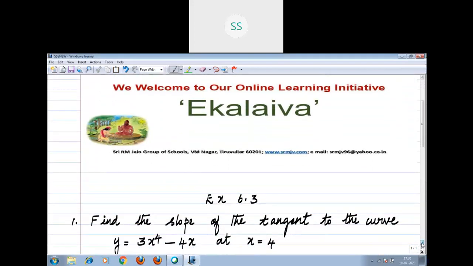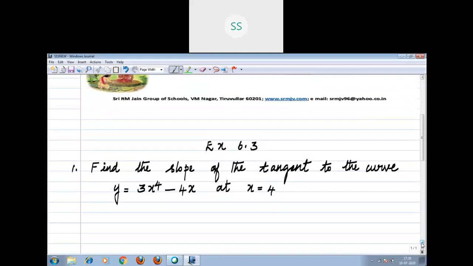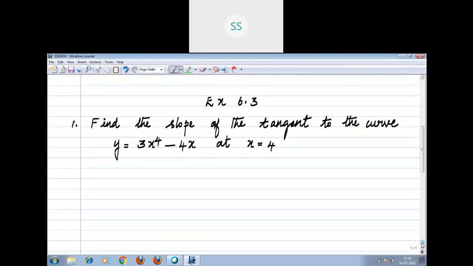Exercise 6.3. Find the slope of the tangent to the curve y is equal to 3x power 4 minus 4x at x is equal to 4. In the previous exercise, we discussed increasing, decreasing, strictly decreasing. First step, what we did? Yeah, very good. First step is differentiation. The same concept you are going to use here also to find the slope of the tangent to the curve, right? What is your given equation? You see, y is equal to 3x power 4 minus 4x.